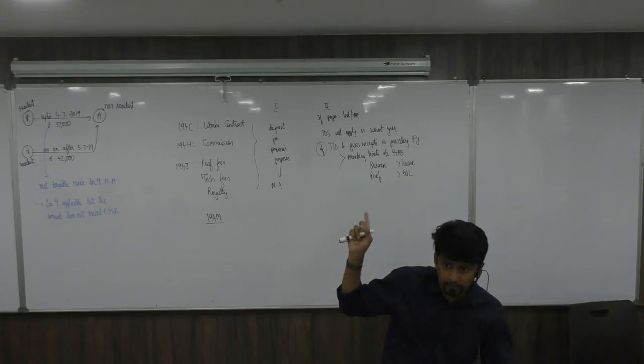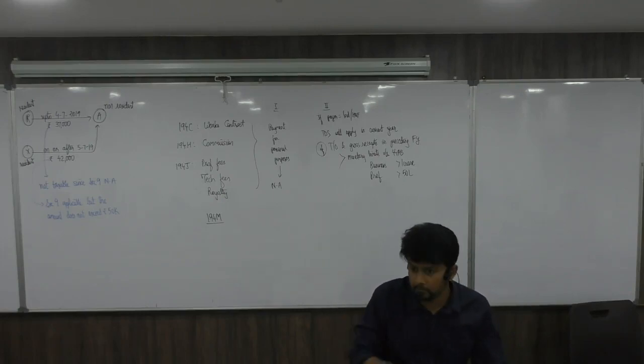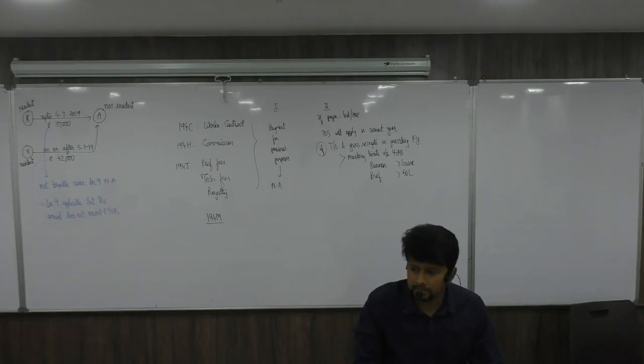When I file my return of income from my tax payable, main wo TDS minus karunga. Kis cheez pe TDS hua? Cash withdrawal pe. Ab common sense. TDS is done on income and expense. Tum cash withdrawal pe TDS laga rahe ho. Intention kya hai? Bola cash withdrawal discourage kar rahe hai.